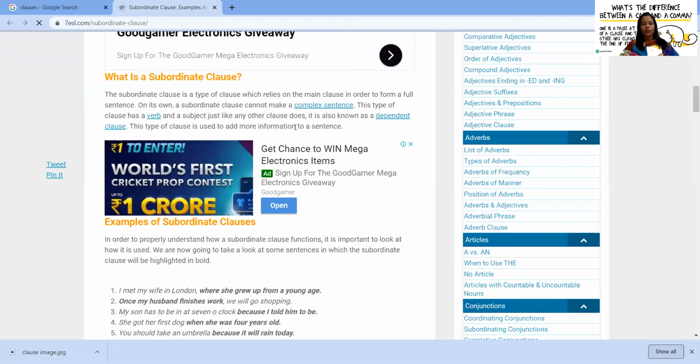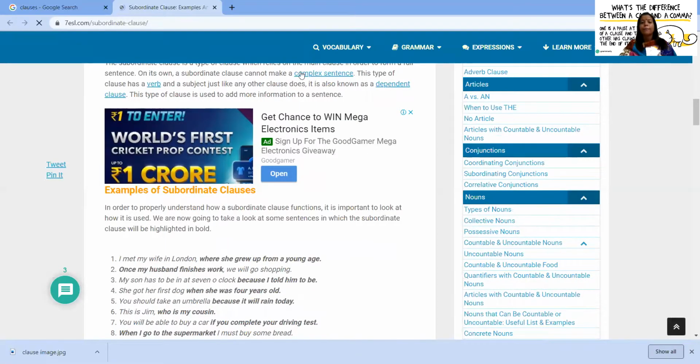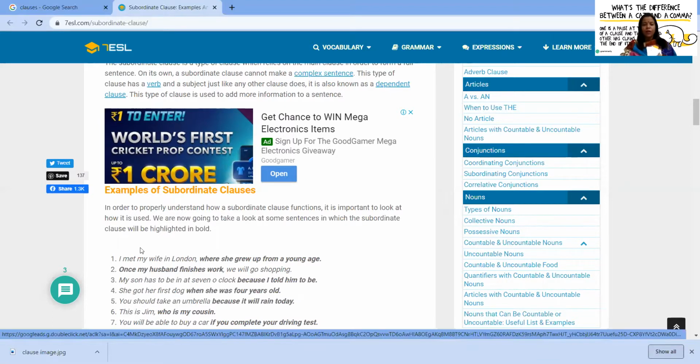Okay, so I was talking about this. The subordinate clause is a type of clause which relies on the main clause in order to form a full sentence. Okay, it cannot make a complex sentence. Okay, this type of clause has a verb and a subject just like any other clause. Okay, and it is also known as dependent clause. All right, now let's see.